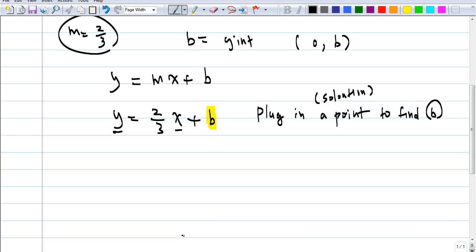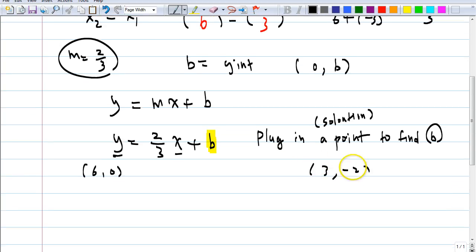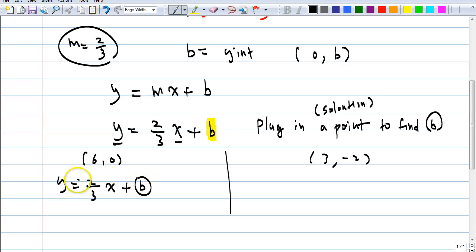So what are the 2 points again? (6, 0). Let's go back up. What was the other one? (3, -2). So let's see whether we get the same answer. We had y equals 2/3 x plus b. All I want to do is find b. If (6, 0) makes this equation true, why not plug in (6, 0) to this equation and figure out which b makes the left side equal the right side? So what am I going to plug in for y, 6 or 0, guys? Why is it 0? Because do you think it's a good idea to label these? This is your x, this is your y.